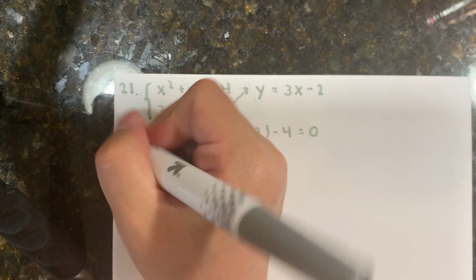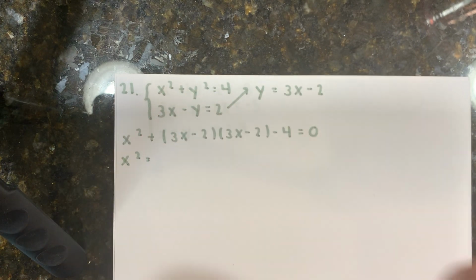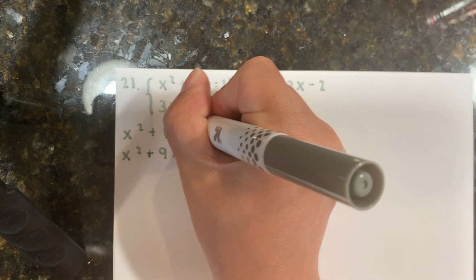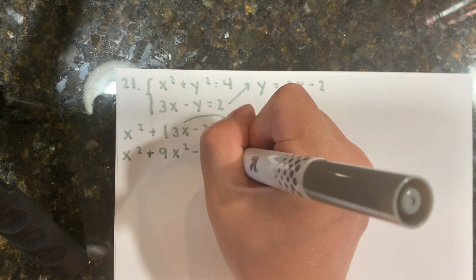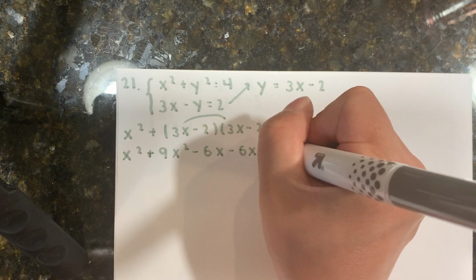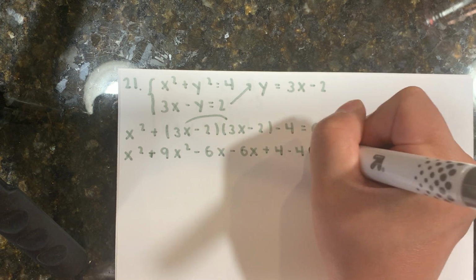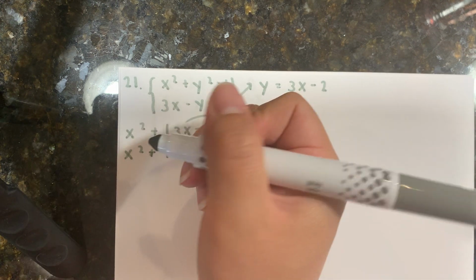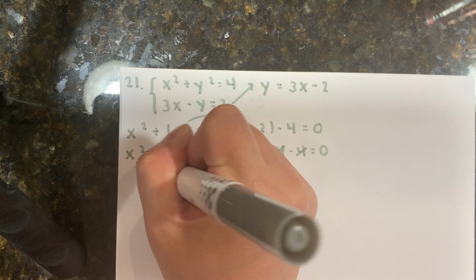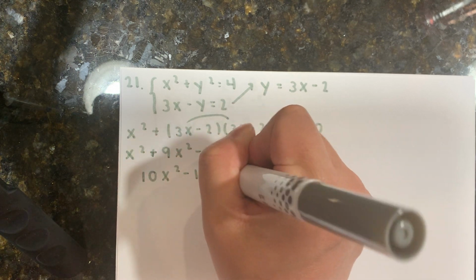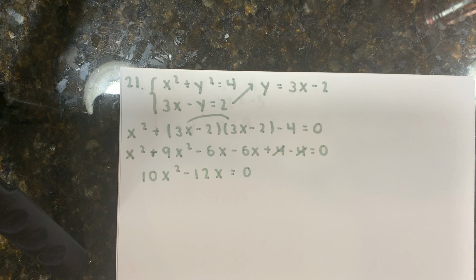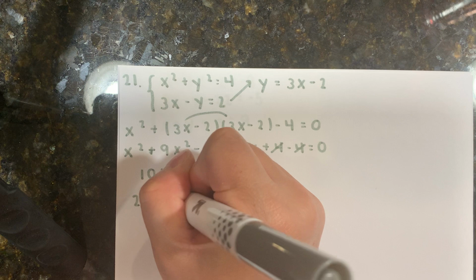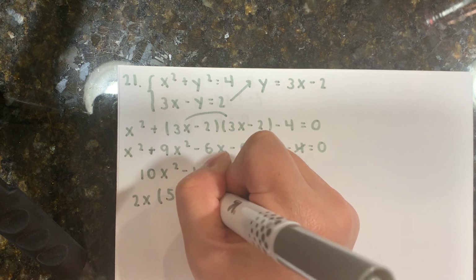I'm going to multiply that out, which would give me 9x squared, then minus 6x, minus 6x, plus 4, and then minus 4. Now those 4's are going to cancel, and you actually have 10x squared minus 12x equals 0. What you can factor out of both of those is a 2 and an x, which would leave me with 5x minus 6.